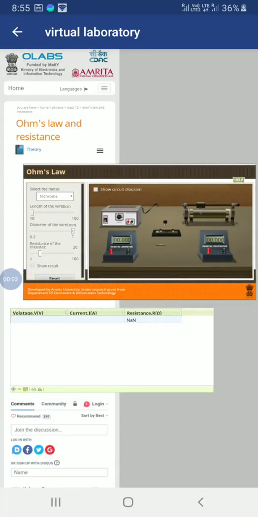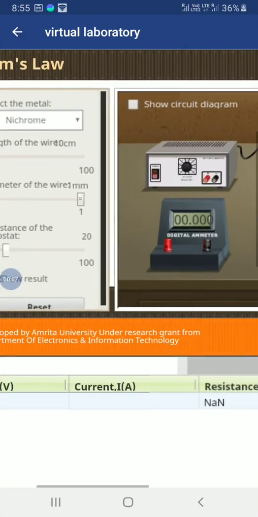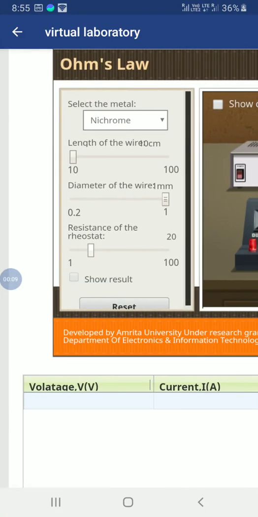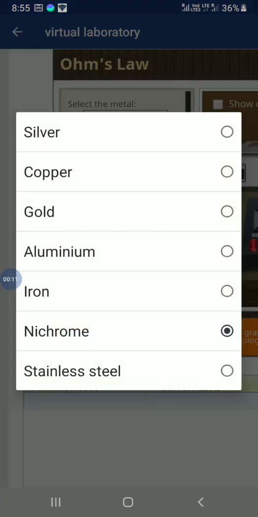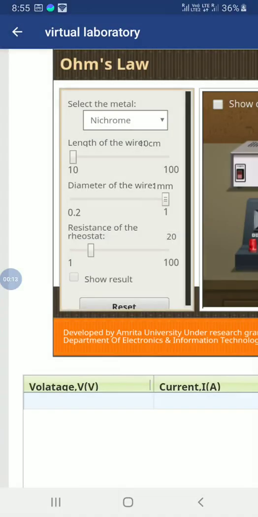Now come back to our interface. Here you will be using nichrome wire. You can change the nichrome wire into copper, gold, aluminum or any other wire. The length of the wire is 10 centimeter. It is fixed, but you can change the length of the wire to your desired value, and the diameter is 0.2 millimeter. That also you can change.